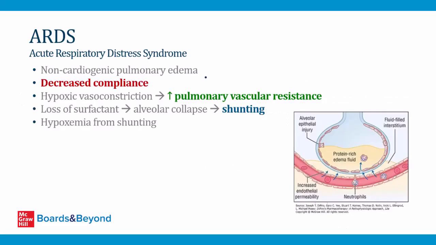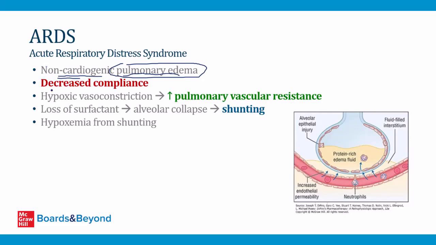So in ARDS, fluid leaks into the air spaces, so these patients have pulmonary edema, but it's non-cardiogenic pulmonary edema, and we use this word non-cardiogenic to differentiate the pulmonary edema of ARDS from the kind you get in heart failure. In the videos in heart failure, I talk at length about how those patients develop pulmonary edema because they have high pressures in the pulmonary capillaries. In ARDS, high pressures are not the problem. Instead, fluid is leaking out of the capillaries into the alveolar air spaces.